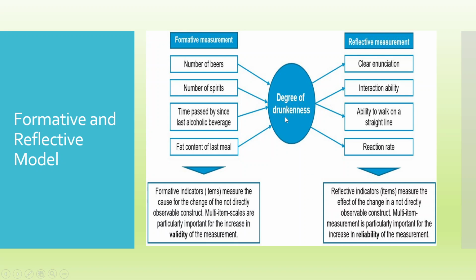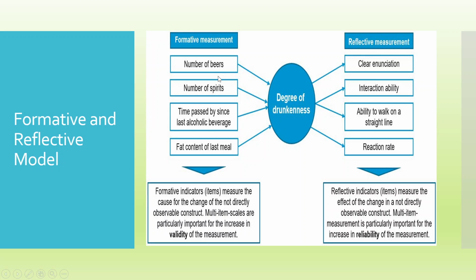Now you can see here, there is a degree of drunkenness. This side, there are statements which you can say are all consequences, the consequences of getting drunk here. And this side, you can say there are causes, that is why a person got drunk. So here, the consequences are there, and here causes are there.